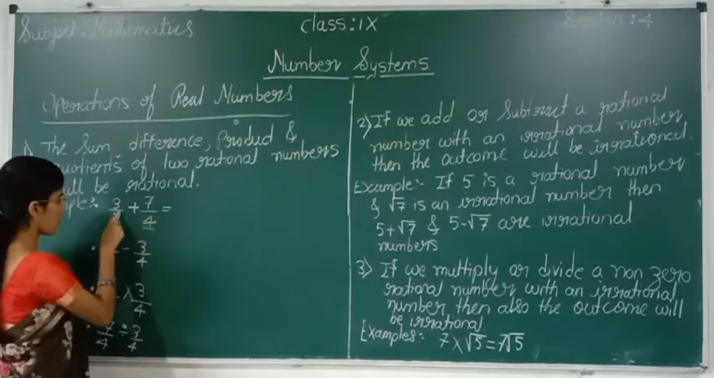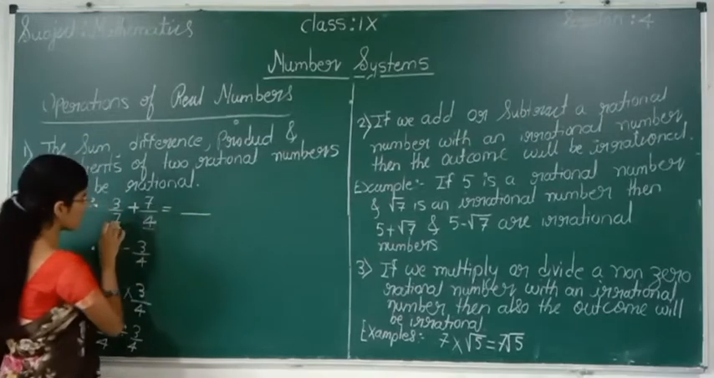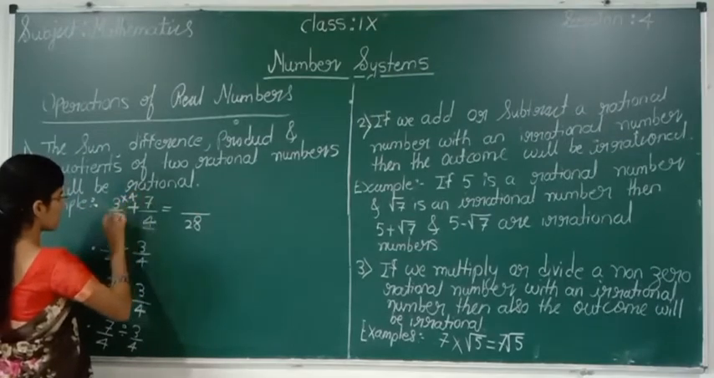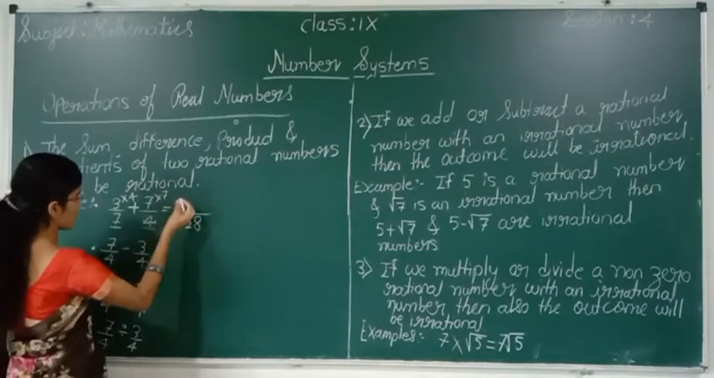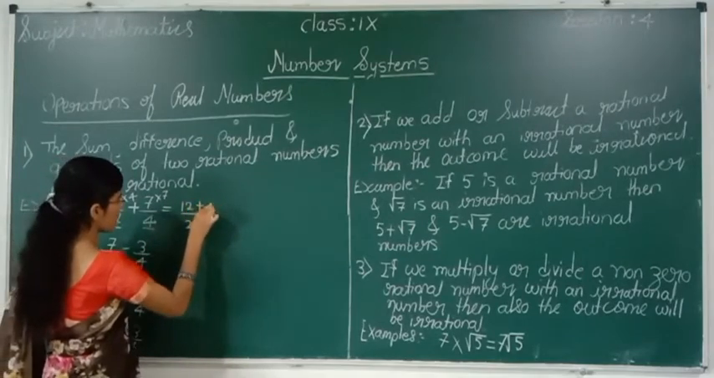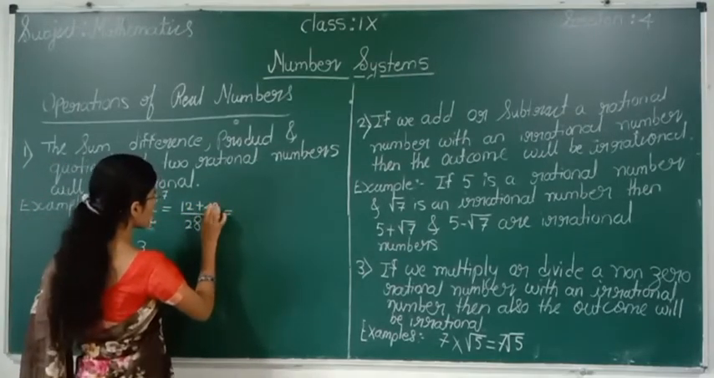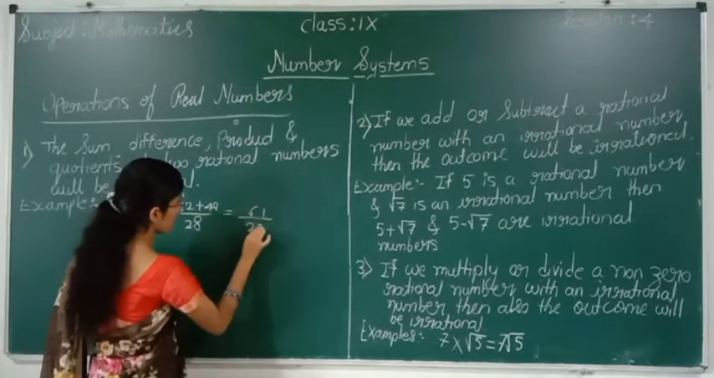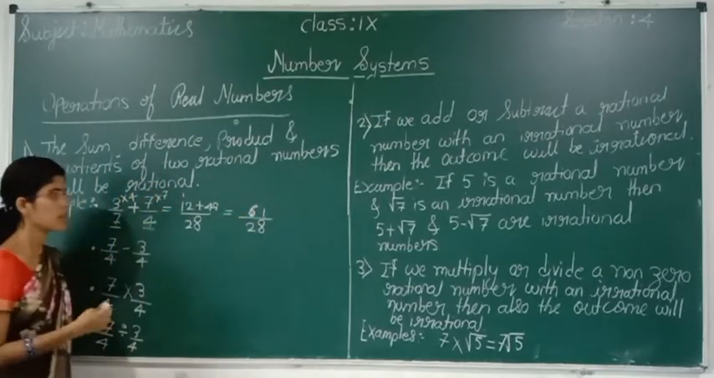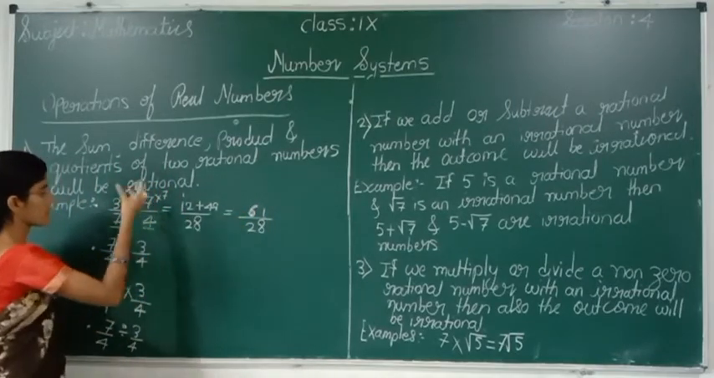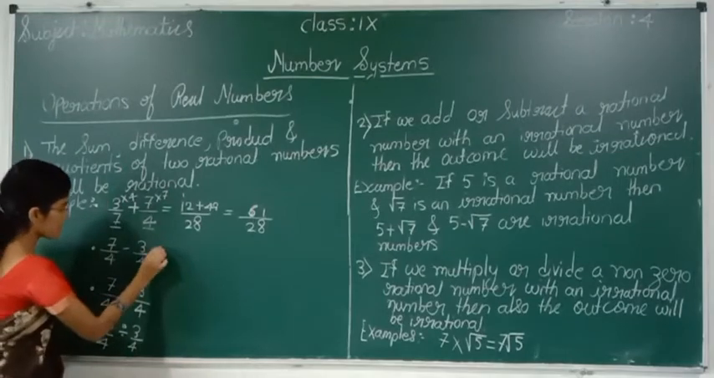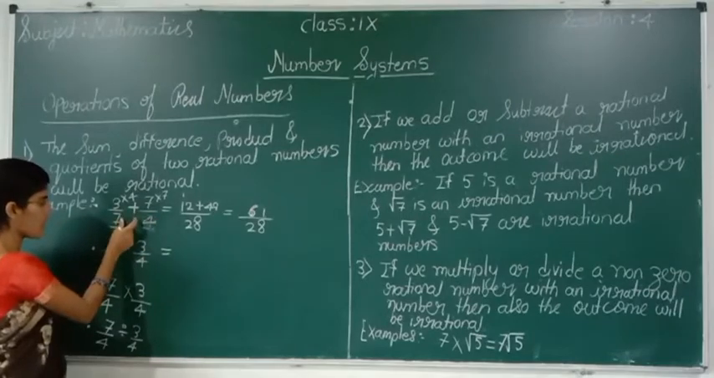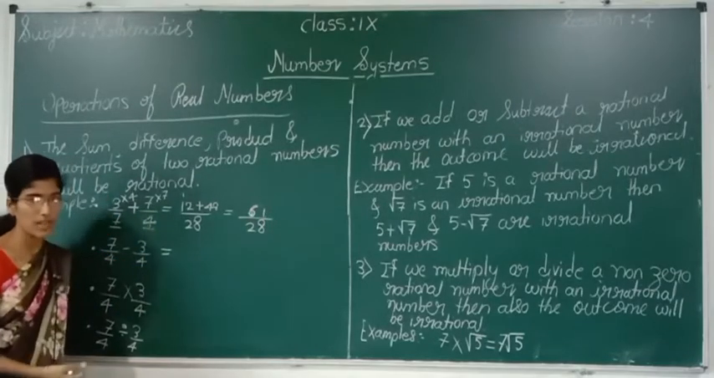See here, the denominators are different, therefore the LCM will be 21. 7 threes are 21, 3 sevens are 21, 4 threes are 12, 7 sevens are 49. It will be 9 plus 12, that is 21, 61 divided by 21... 61 divided by 28 is definitely a rational number only. See again, what can we conclude from here? If you take two rational numbers and do addition, again a rational number only we are getting.